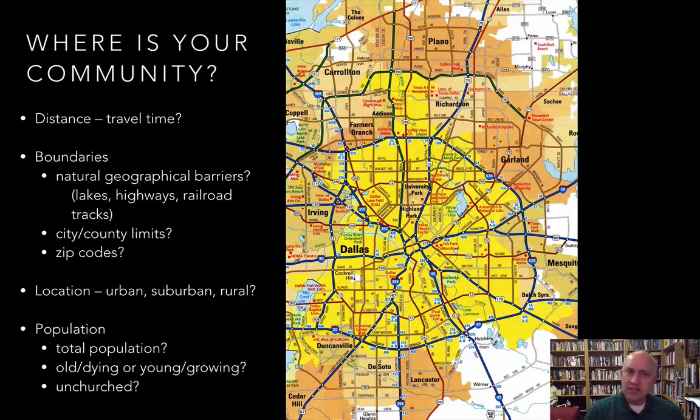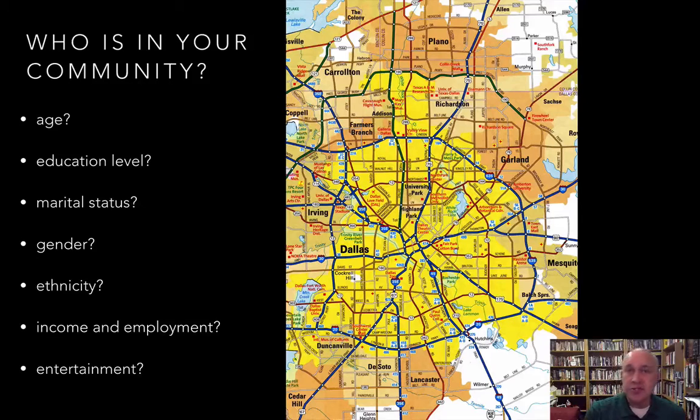So once you discover where your community is, where you're drawing people from, then you want to look at who's in that community. Some of these questions are the same questions you asked of who was coming to your church or who was coming to your ministry. What's the average age in the community? Educational level. Is this a highly educated population that maybe has a college degree? What's the reading level? Those types of things. Marital status, gender, ethnicity, income and employment. What do people do to earn a living in that community? And even things such as entertainment. What do people do on weekends?